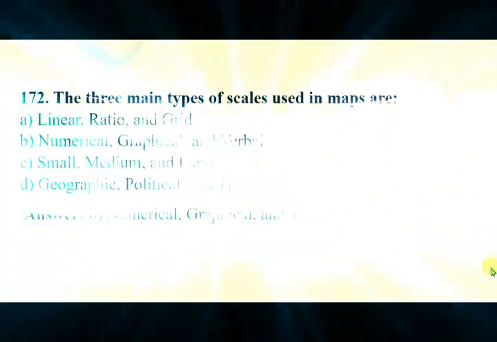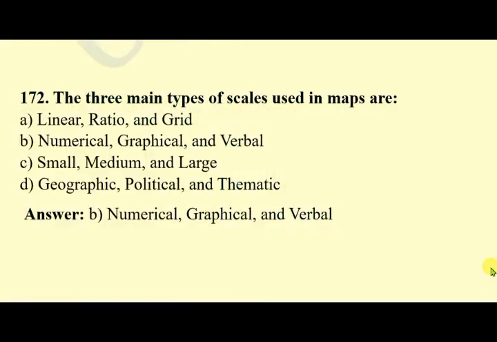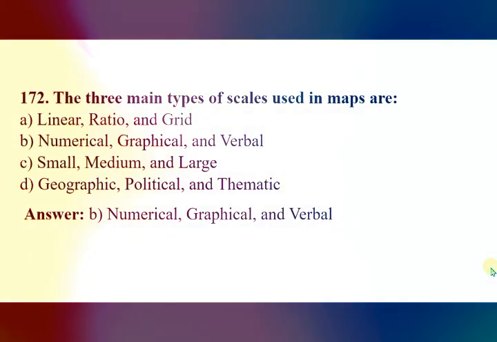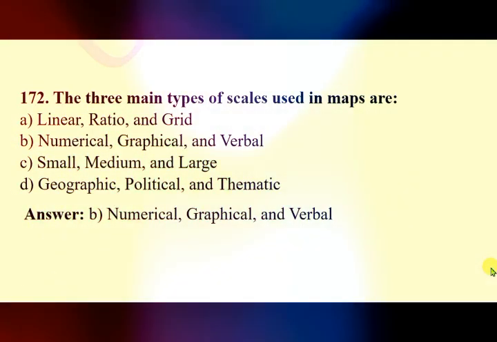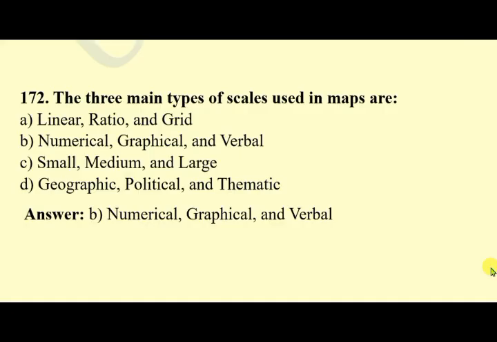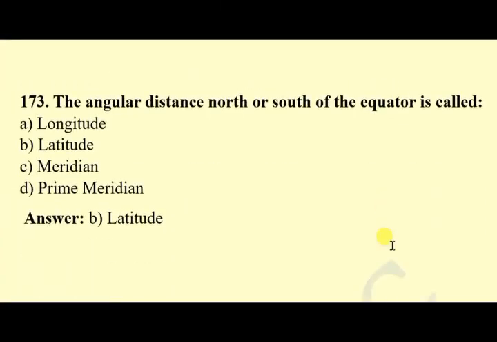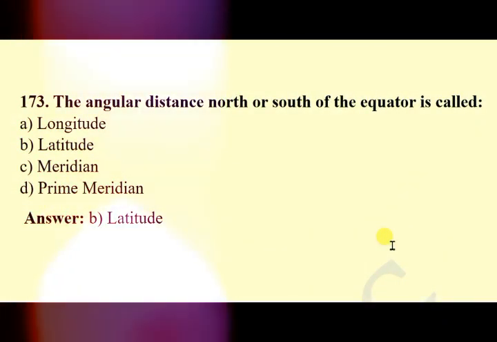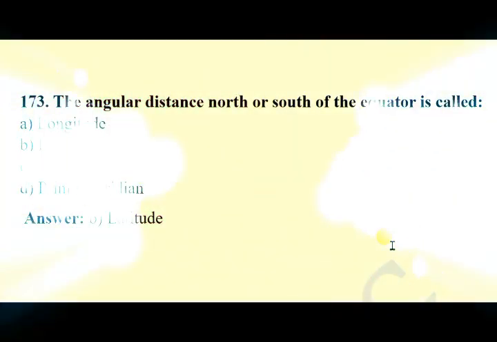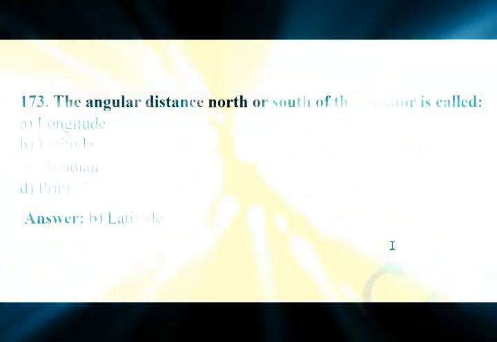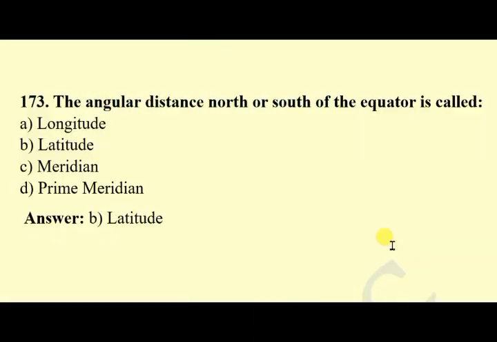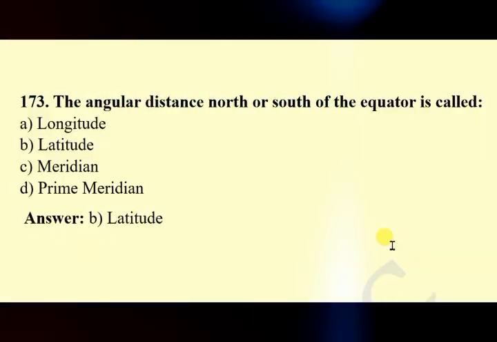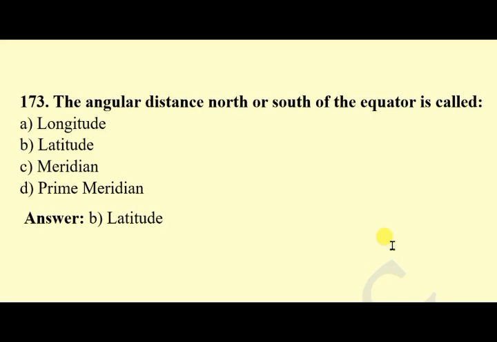Question 172. The three main types of scales used in maps are: linear, ratio, grid; numerical, graphical, verbal; small, medium, large; geographic, political, thematic. Here the right answer will be numerical, graphical and verbal. Question 173. The angular distance north or south of the equator is called: longitude, latitude, meridian, prime meridian. Here the right answer will be latitude, but to east or west it will be meridian, longitude.